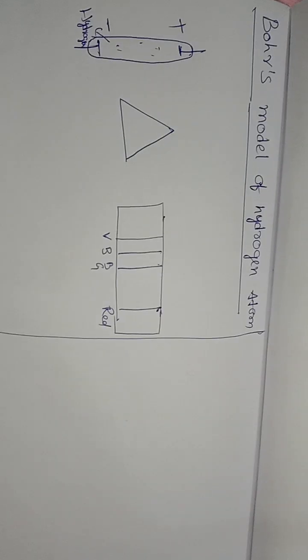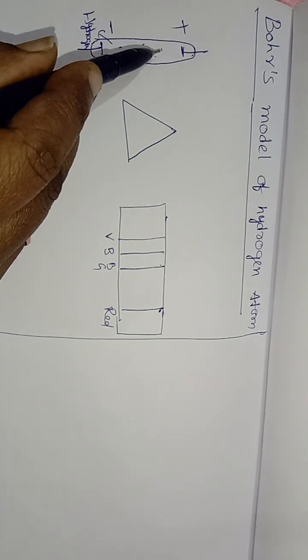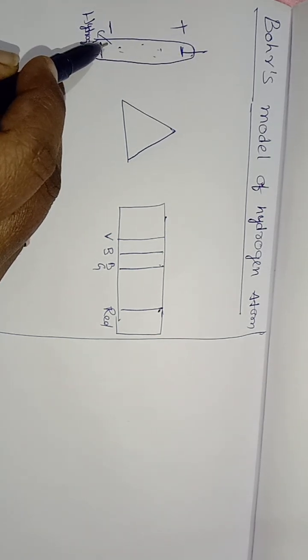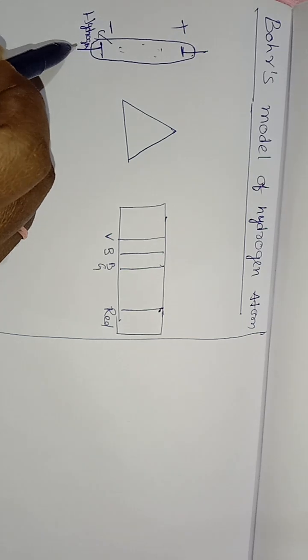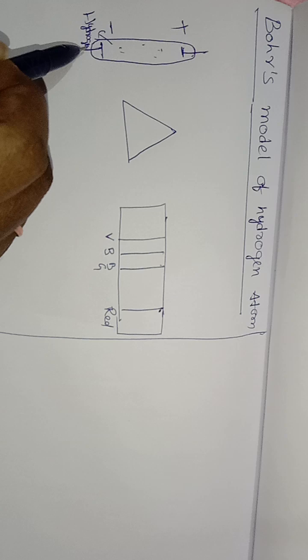Our next topic is Bohr's atomic model. Bohr's model of hydrogen atom. Actually, his experiment uses a closed container filled with hydrogen gas. So hydrogen is a gas, right? It is filled with hydrogen, and electricity is passed through these terminals, from the positive terminal to the negative terminal.